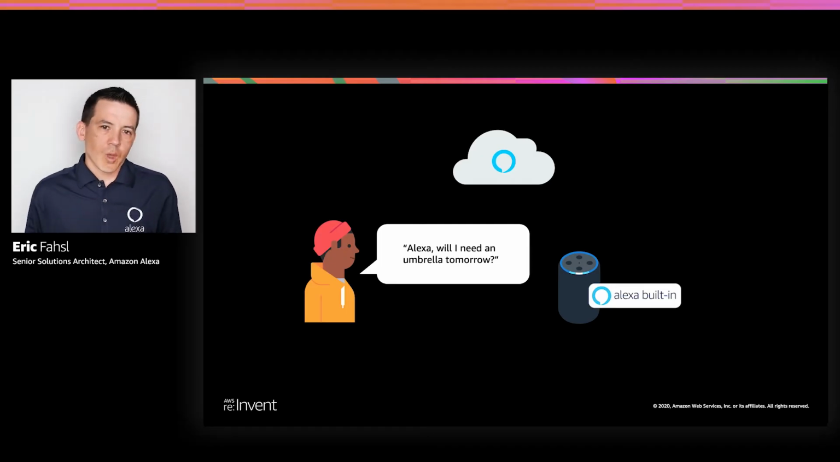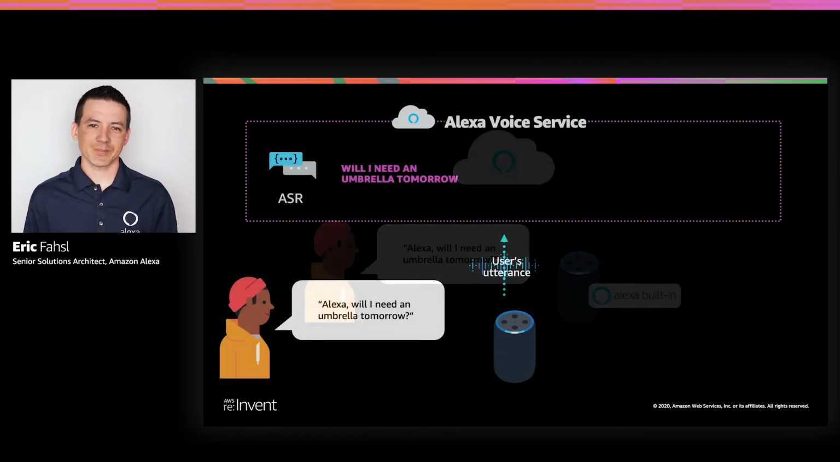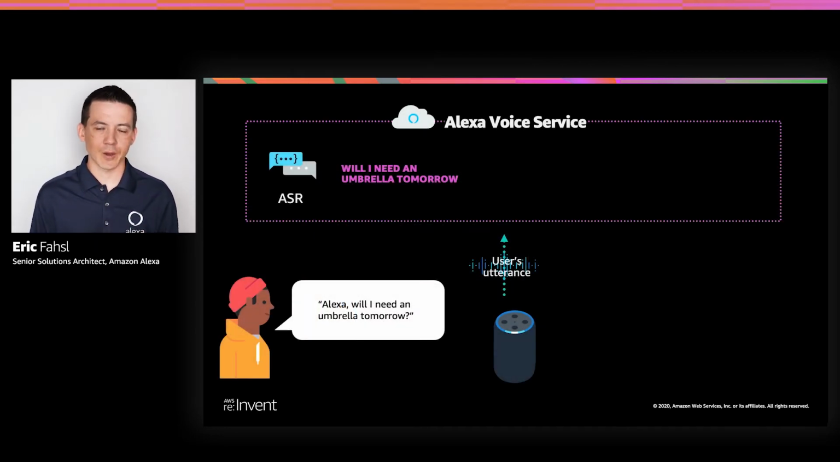So anytime you speak to a device, whether it's an Amazon Echo, Harman Kardon speaker like this, LG TV, they all function about the same way. First, it starts with you speaking to the device. So the device is going to take that audio through a microphone. It's going to stream it to the Alexa service.